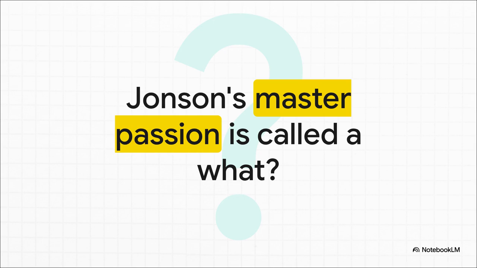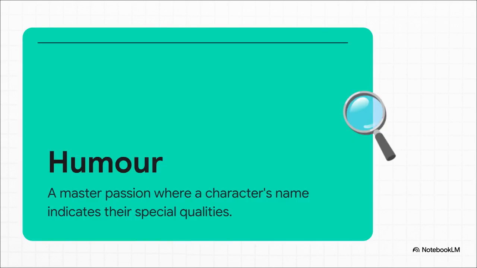Question 7 introduces us to Shakespeare's extremely famous contemporary. In Ben Jonson's system of characterization, a person is governed by a master passion, called a what? Is it A, humor, B, conceit, C, vocation, or D, temperament? What's your answer? Okay, this is highly specific to his writing style. The correct answer is A, humor.